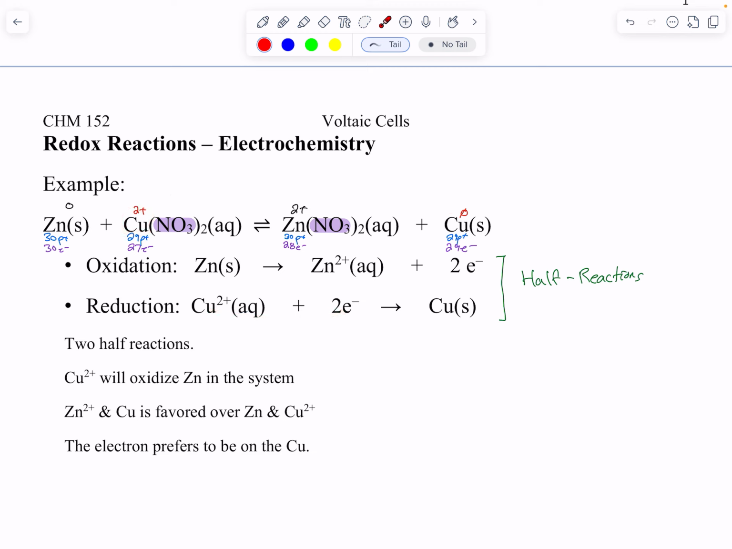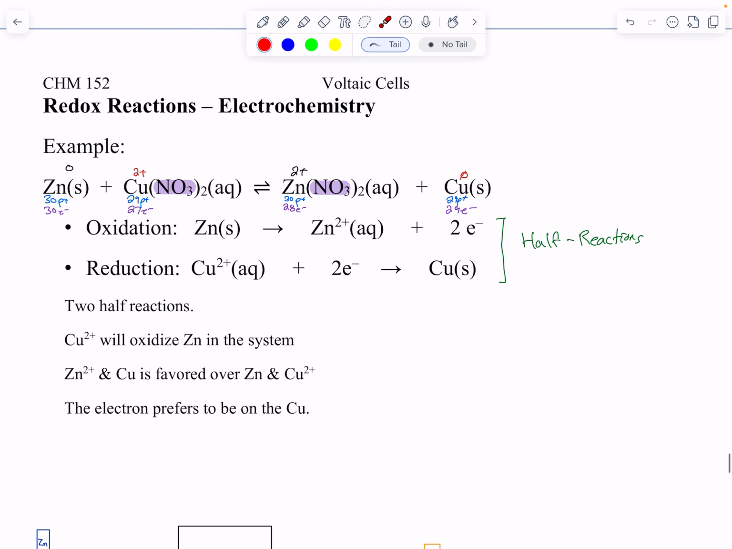Now, we have a balanced chemical equation here, but in solution, you know that copper and nitrate break apart, and so do zinc and nitrate. They're not together; they're floating around independently of each other. And the electrons prefer to be on copper.